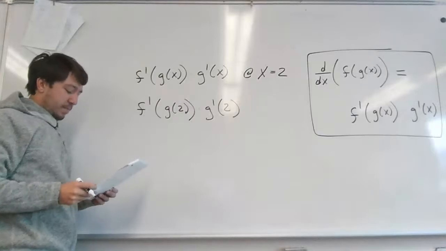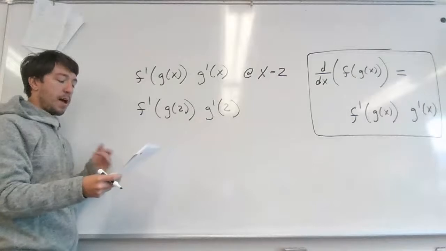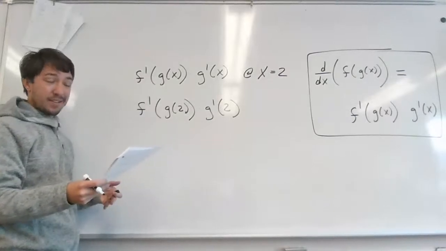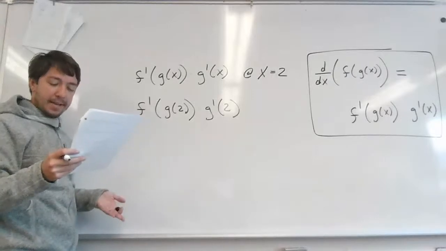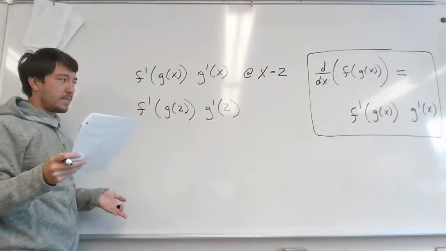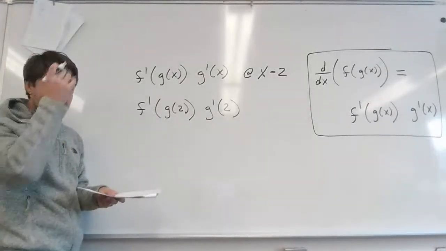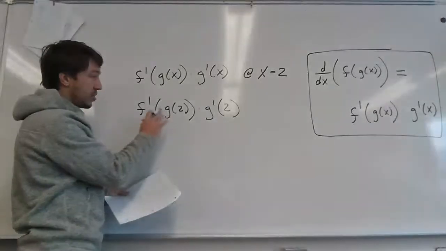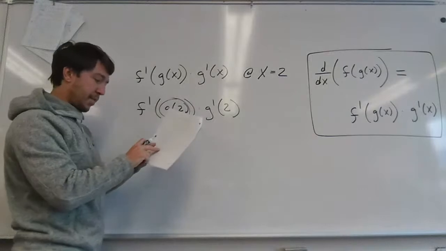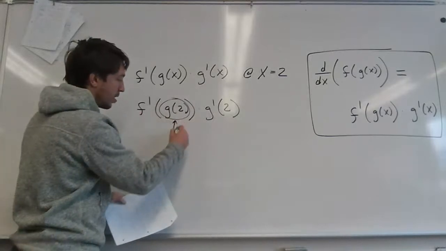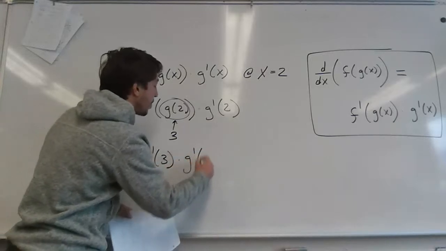This is where it gets a little interesting. Notice you're given 4 pieces of information. You're given g of 2, g prime of 2, f prime of 2, and f prime of 3. Why did they give me f prime of 3? Because g of 2 is 3, yeah. So you have to be really careful on this. You have g of 2, so you go, okay, what's g of 2? Well, this information says that g of 2 is 3. So now this reads f prime of 3 times g prime of 2.